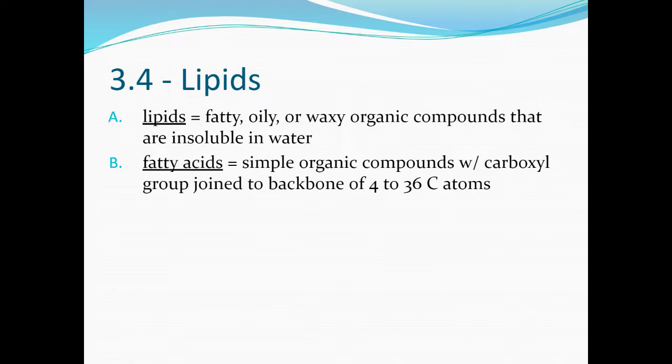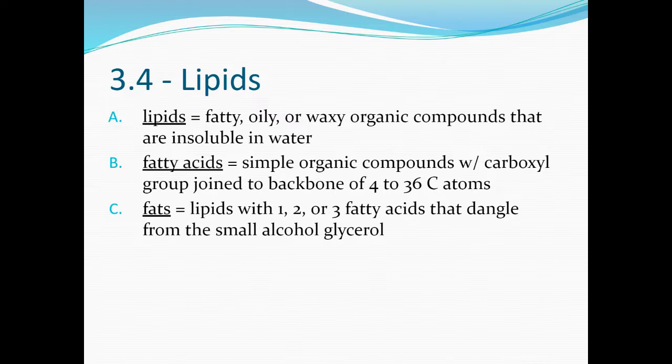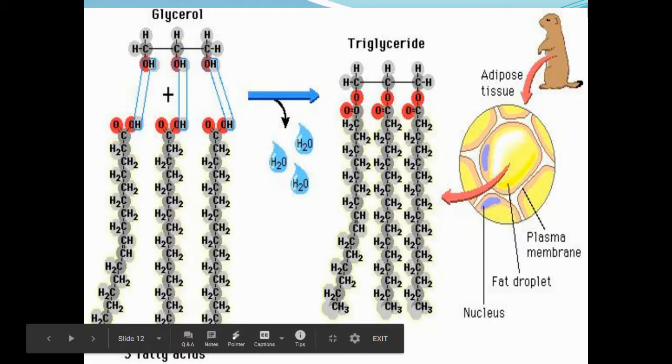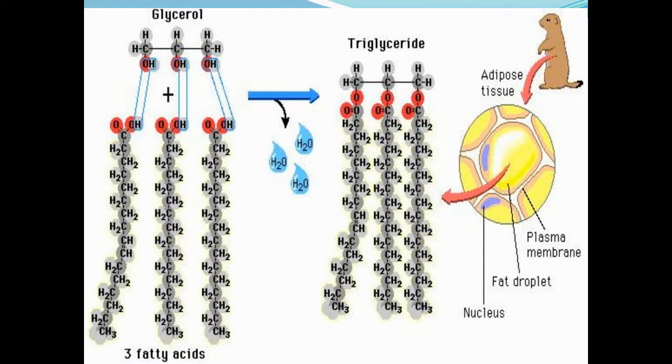Fatty acids are simple organic compounds with a carboxyl group, a functional group, joined at the backbone of anywhere from a 4 to a 36 carbon chain of atoms, right? Fats are lipids with 1, 2, or 3 fatty acids that dangle from a smaller alcohol, glycerol. So generally, we talk about triglycerides, and here's what it looks like. Here's your glycerol connecting with a bunch of dangling fatty acids here. Look at all the water coming out. If you do the synthesizing macromolecules lab in class, you literally see this happening with the parts that you put together there, right? And so it can become fat tissue that's like that.